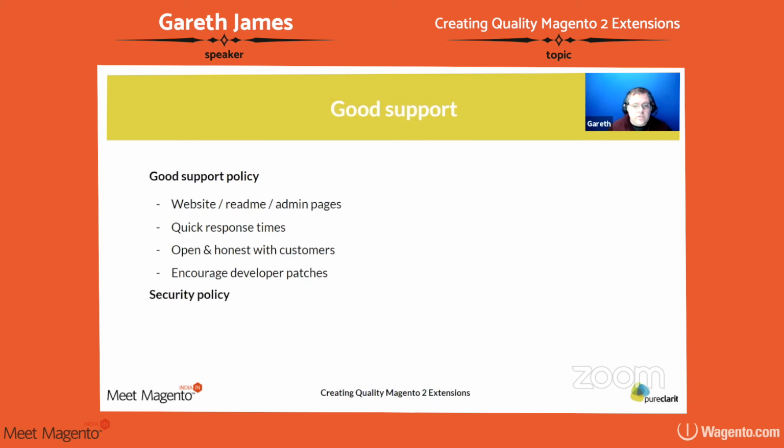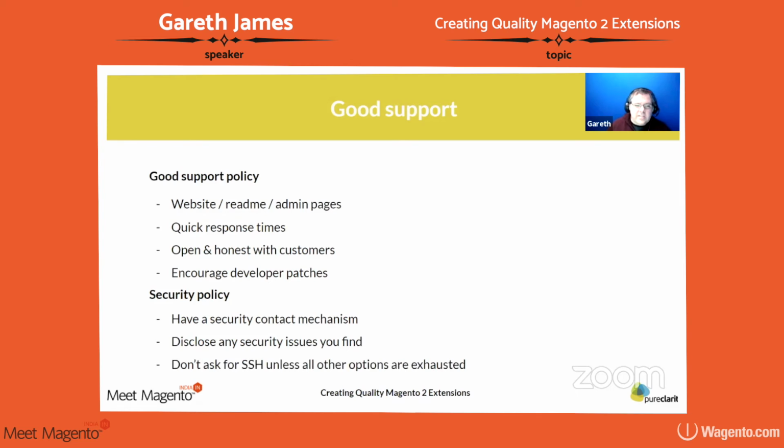Also have a bit of a security policy there too, so have an email address or a form that customers can use to disclose security issues. Disclose any security issues you find or that have been reported, and when you've fixed them, so that people will know if they've got to do something to their site to secure it. Also, don't ask for SSH details unless you really have to.